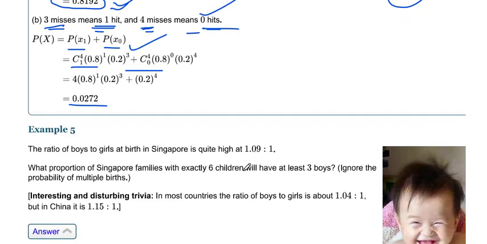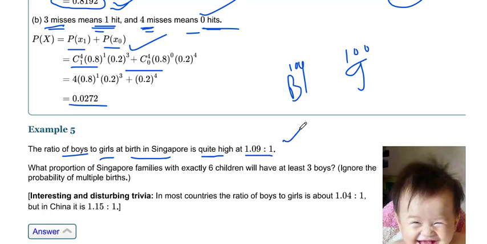Next example. The ratio of boys to girls at birth in Singapore is quite high at 1.09. It means if we have 1 girl, then boys will be 1.09, or let's say if we have 100 girls, we have 109 boys. They have given the proportion of the number of boys and girls.